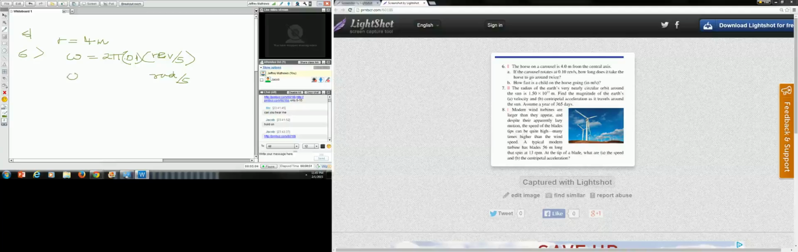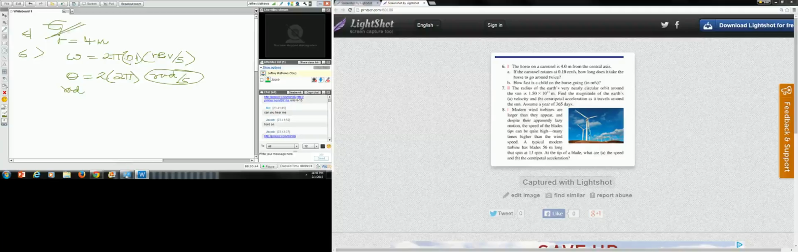And then how long does it take the horse to go around twice? What is that twice that they're talking about? That's 2 full turns, right? So what is 2 full turns? 2 times 2 pi. So theta is in radians. And omega is in radians per second. Does that make sense? So this is what's given to us.